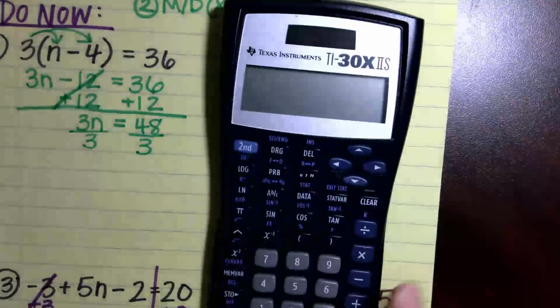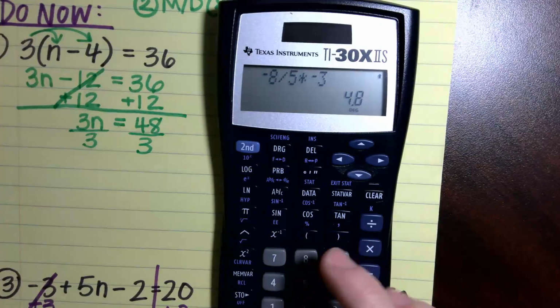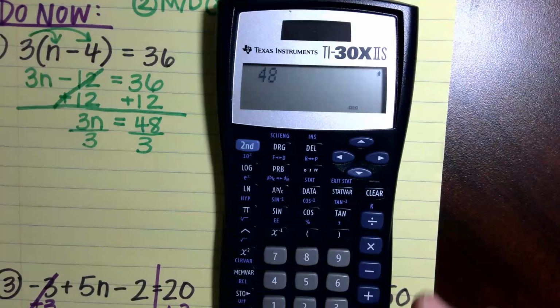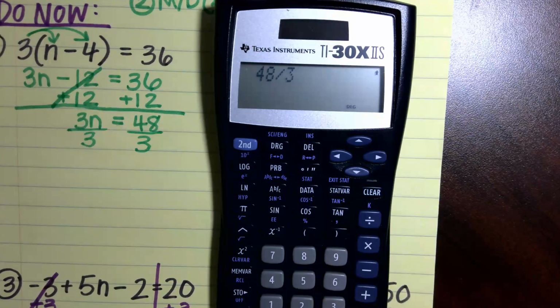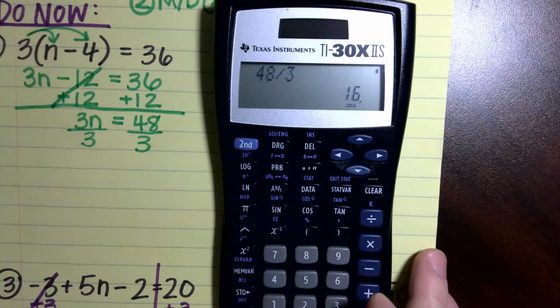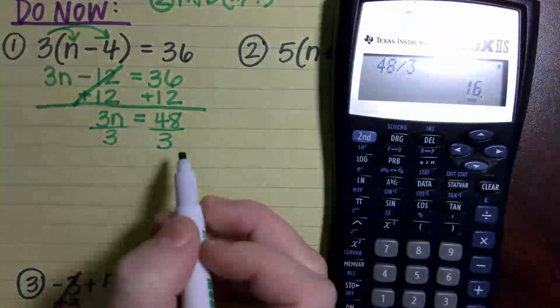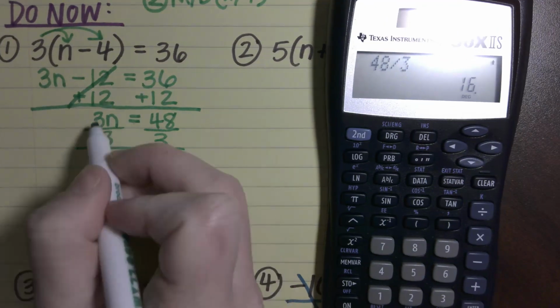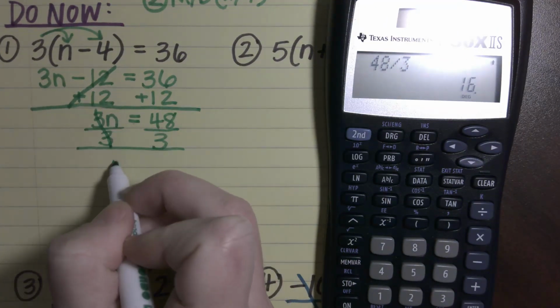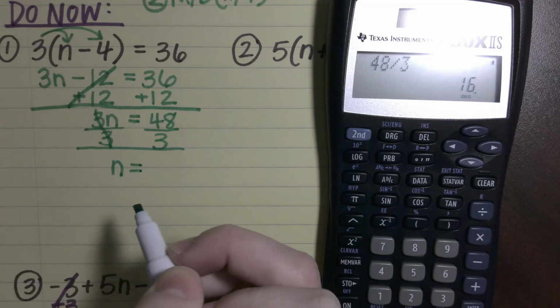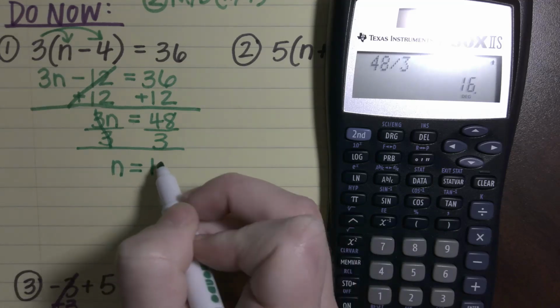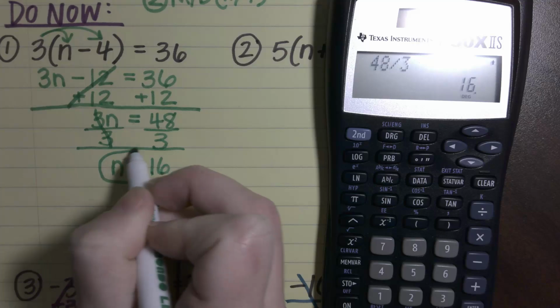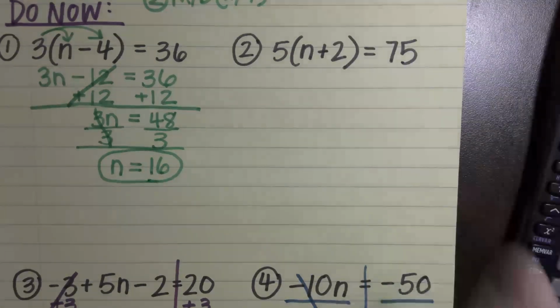So I have a feeling this is going to be a funny decimal. 48 divided by 3. Oh, it is not a decimal. Okay, I need to brush up on my math facts, guys. So we are going to get an answer of n equals 16. Awesome, awesome. Okay.